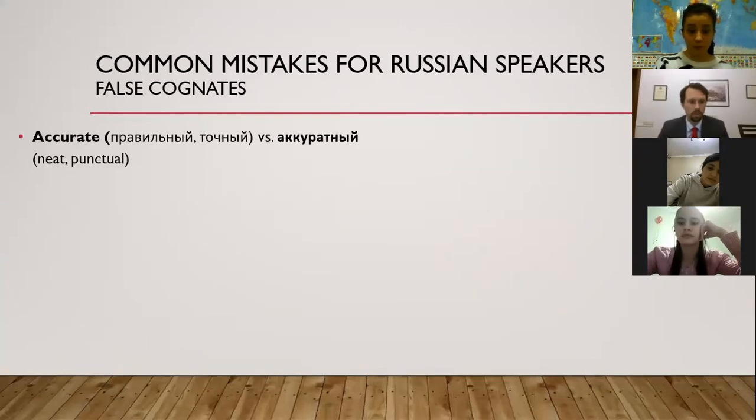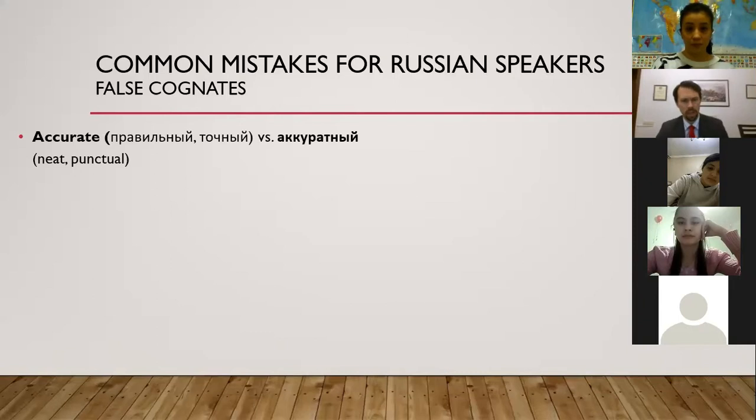So in Russian, people say akkuratny, which means neat or punctual. But in English, accurate means correct, exact, something that is a correct statistic usually, or the measurement is accurate, meaning it's correct, it's exact. So neat, punctual, if you said someone is accurate, that would not make sense in this context.